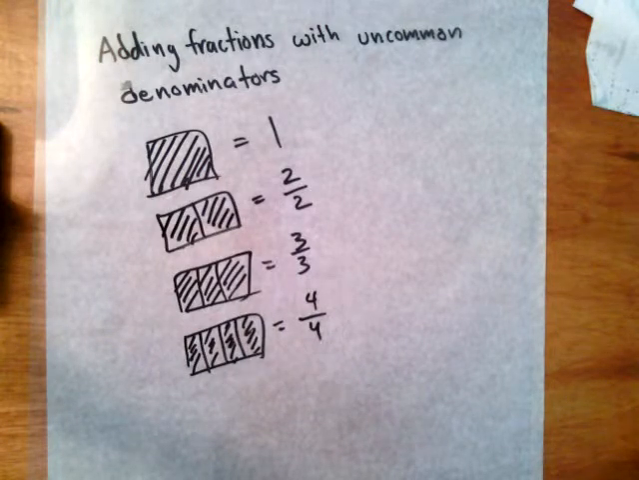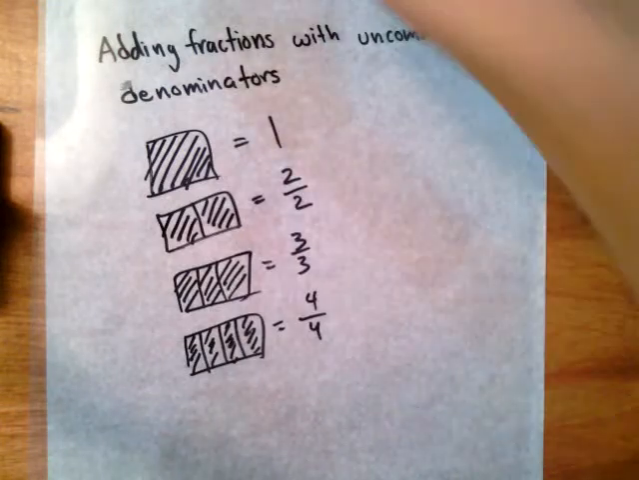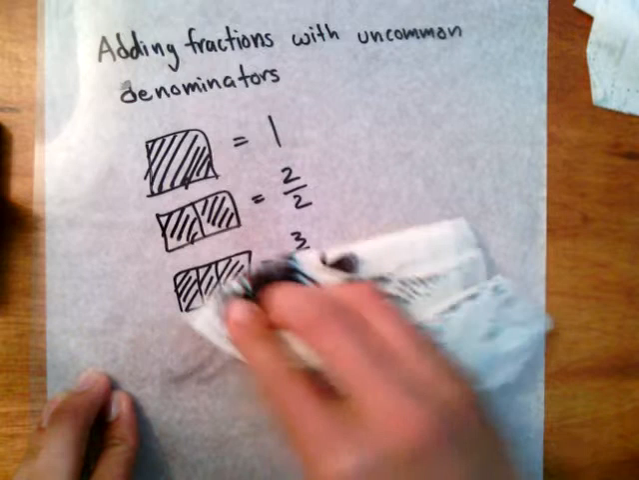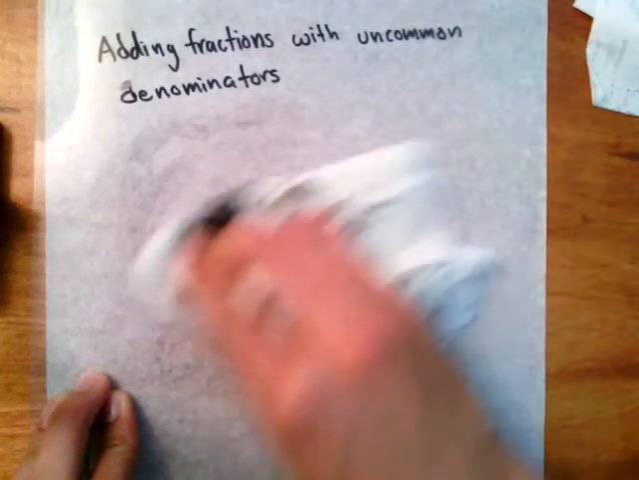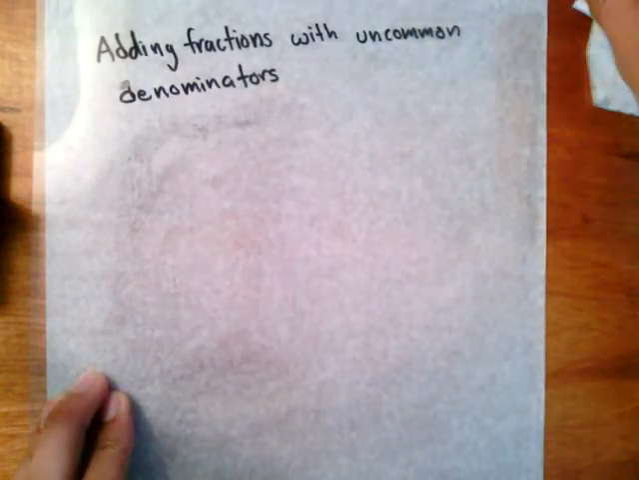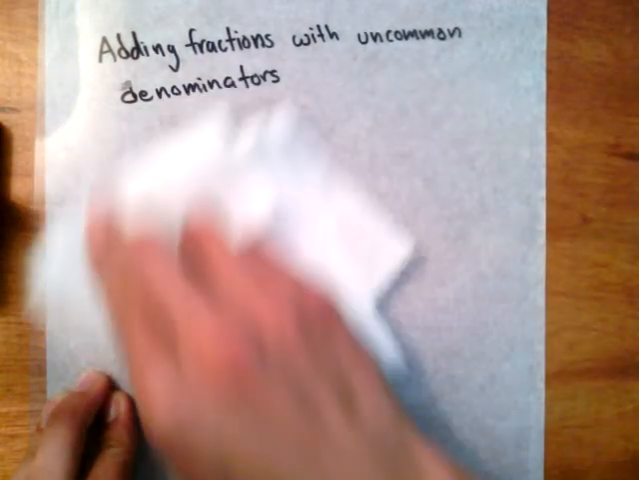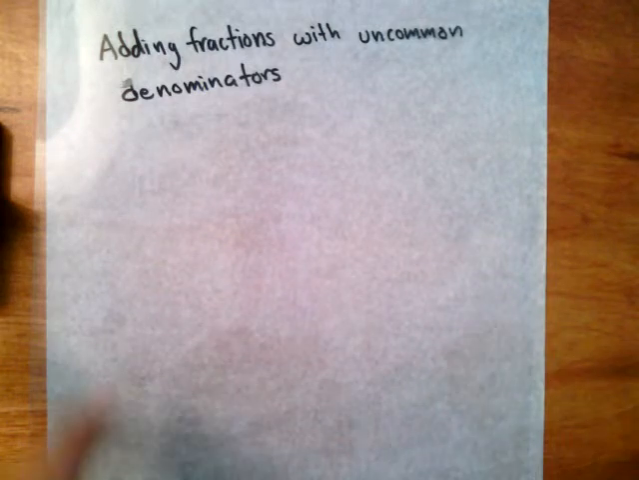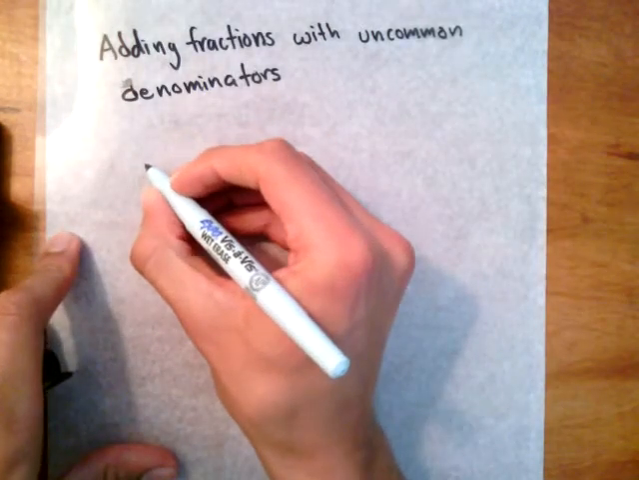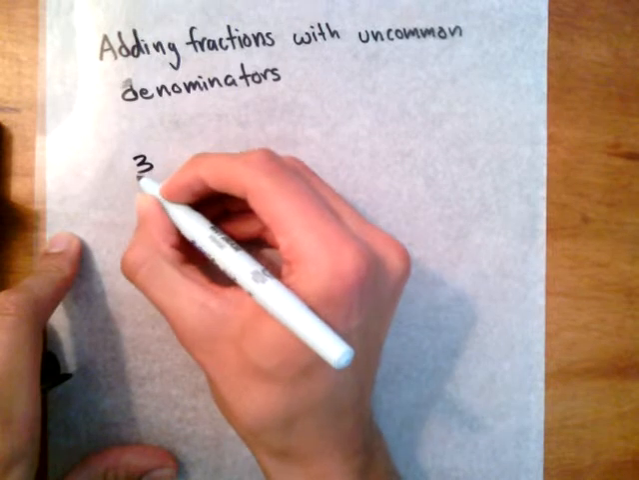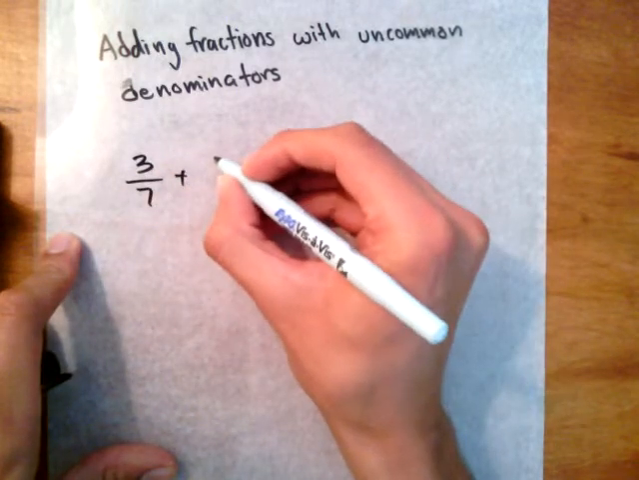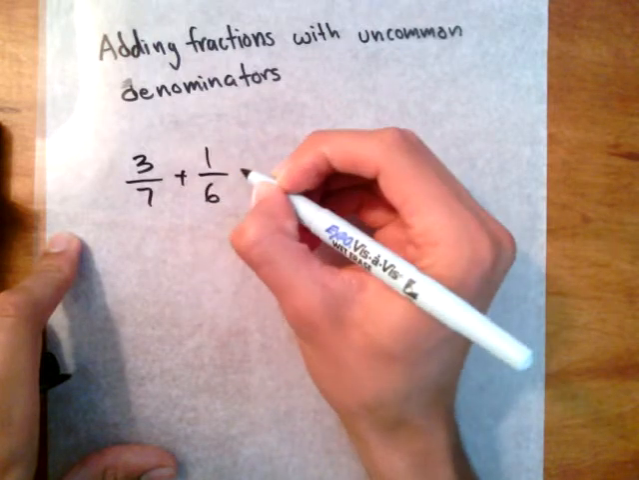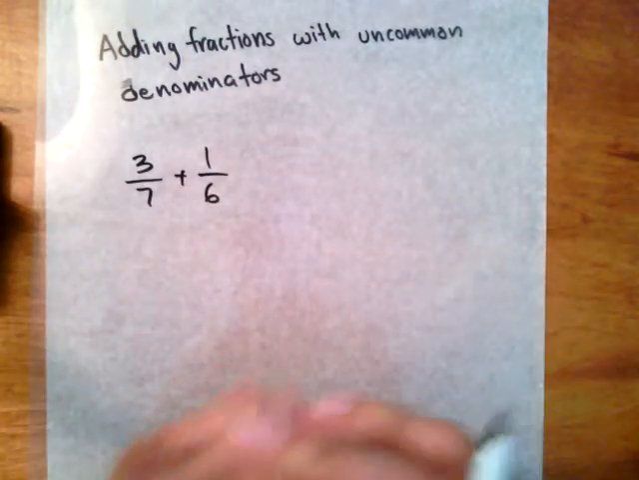Now, this is a really important concept to grasp when dealing with fractions with uncommon denominators. So now let's look at an example where we're going to add two fractions that have uncommon denominators. Off the top of my head, I'm going to want to add the fraction 3/7 plus 1/6.